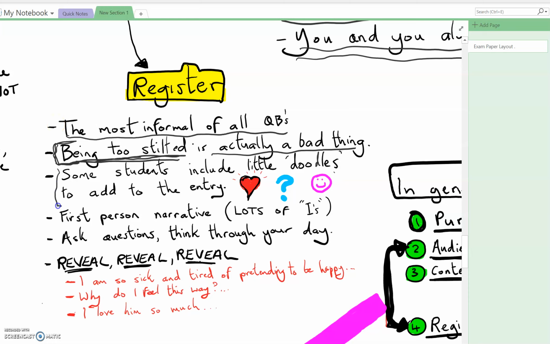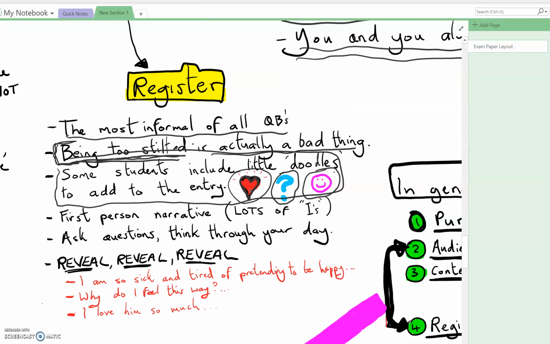Some students like to put little doodles into their entry, like a little love heart. Maybe they're talking about someone that they like or fancy, so they put in a little love heart after it. Or maybe they've had an argument, or they're confused over something their friend said, so they'll put a question mark into it. Or maybe they talk about a funny thing that happened that day, so they'll put a little smiley face into it. Now, your diary entry should not be filled with these things. They shouldn't take up any space. They shouldn't be any bigger than what I've drawn here, just little things at the end of the odd sentence or the end of an entry.